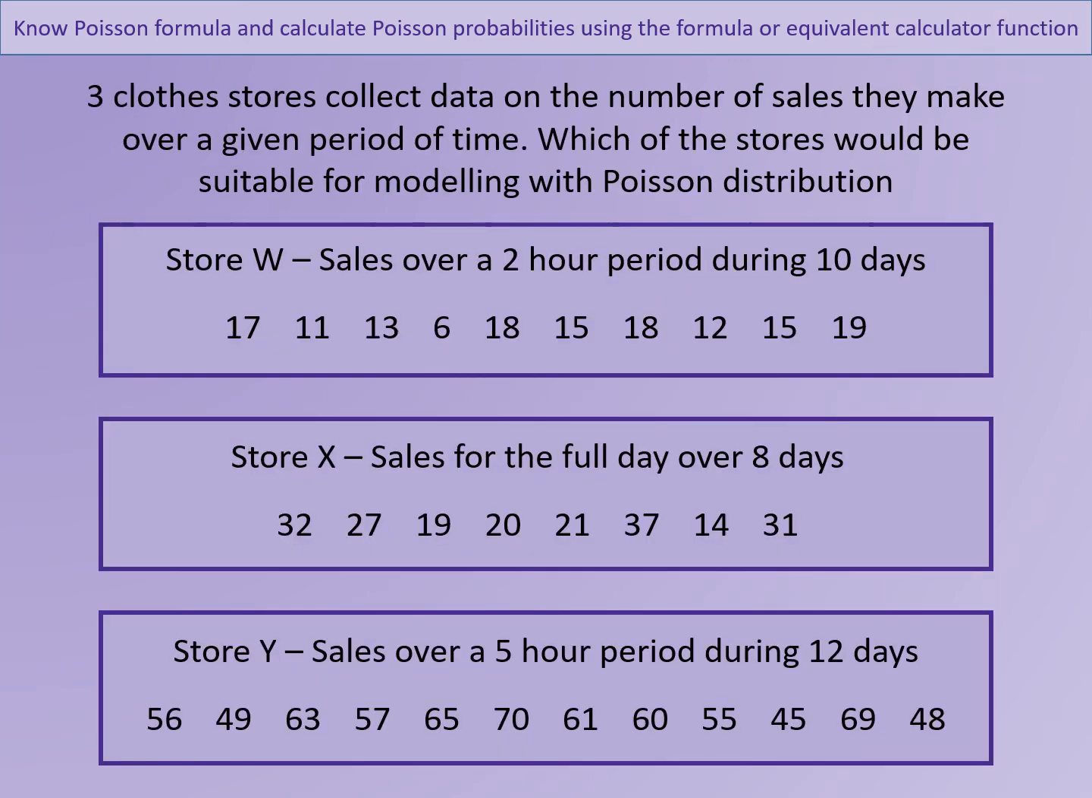3 clothing stores collected data on the number of sales they made over a given time period. We want to consider which of the stores could use a Poisson distribution as a suitable model for the sales. So in store W, the sales in a 2-hour period were recorded for 10 days. In store X, the sales for the full day were recorded on 8 days. And in store Y, the sales over a 5-hour period were recorded for 12 days.